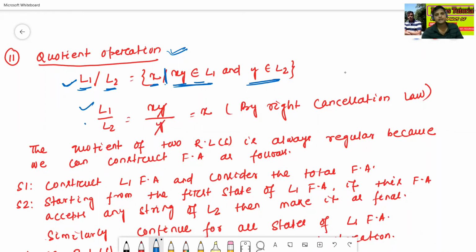So L1 divided by L2 is equal to XY divided by Y. So Y cancels, then the output is X. So L1 divided by L2 is nothing but X. This is called the right cancellation law. Right cancellation law means we just cancel from the right part only.